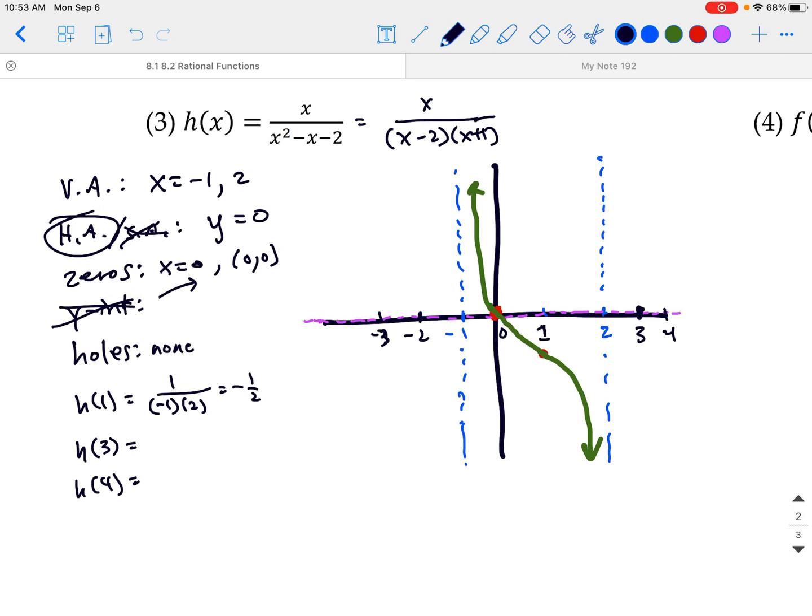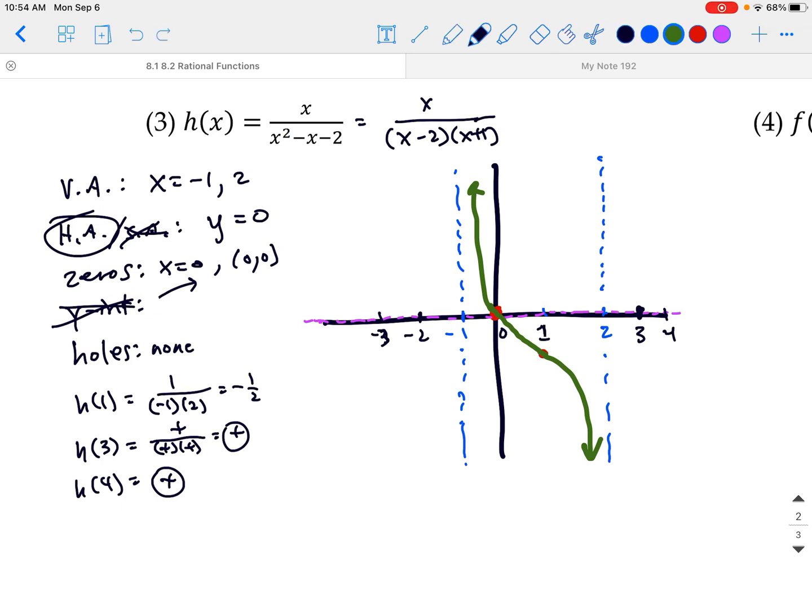So if we do h of 3, really all we're going to check for is whether it's positive. If we think of the ratio, well, 3 in the numerator is positive, and then both denominator values are going to be positive. So this is going to be a positive number. And then h of 4, same thing. So that's going to be positive as well, which means we're going to be above the axis somewhere.